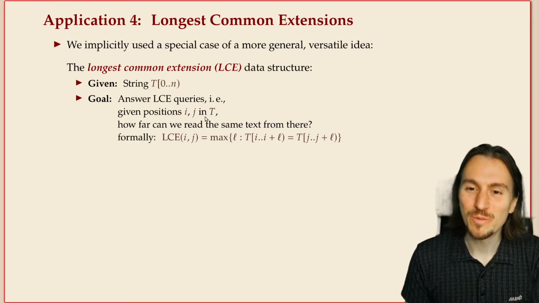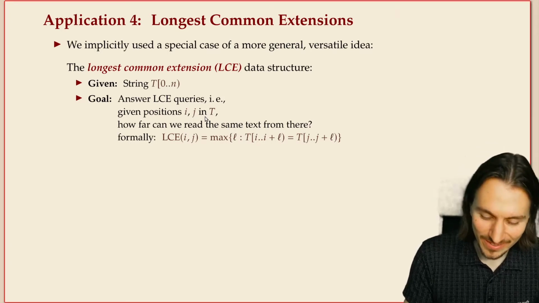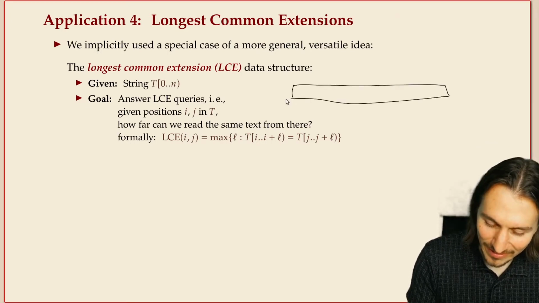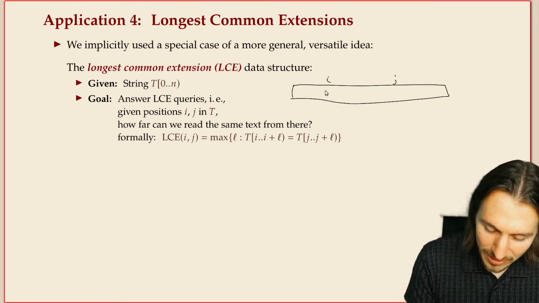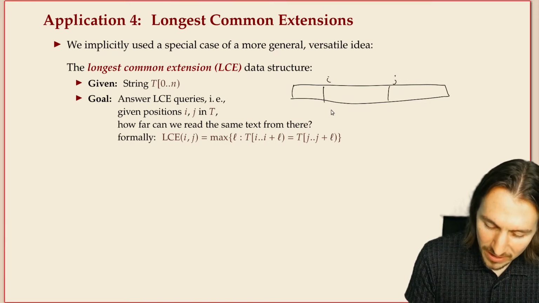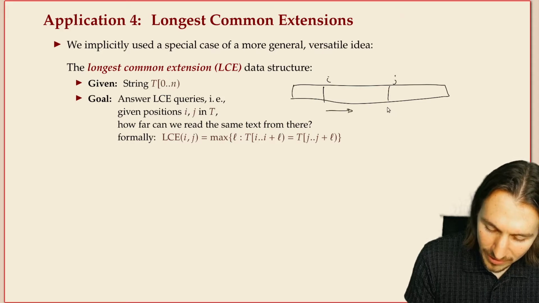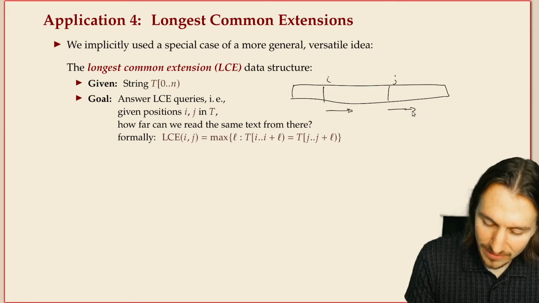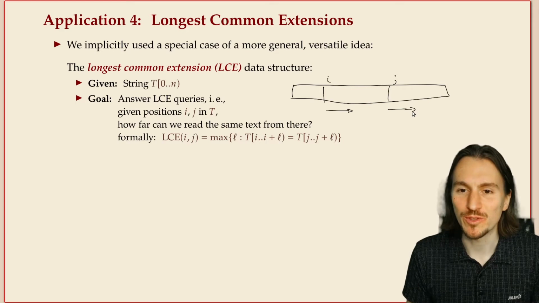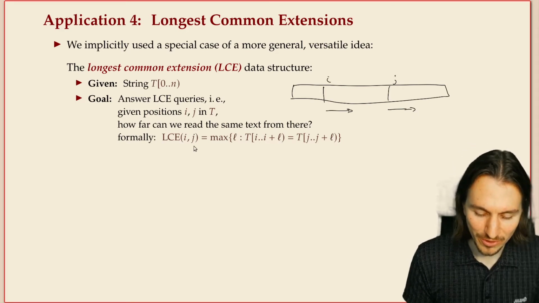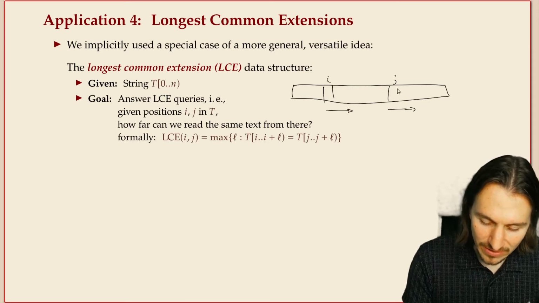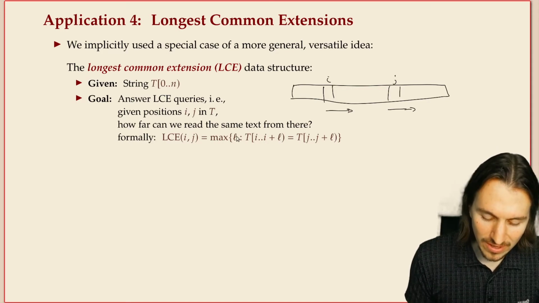Here you're given two positions in the text. As always, I like to draw these pictures to make things a little more graphical. You're looking at two positions in the text. And now you'd like to know how far can you jointly scan to the right where you see the same string. Okay? So formally, LCE of two positions i and j is the longest extension.